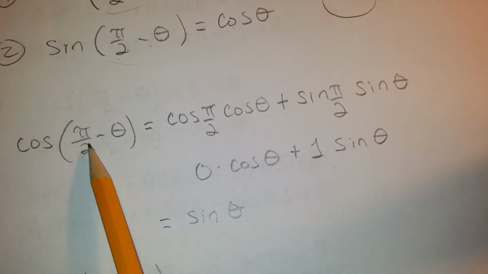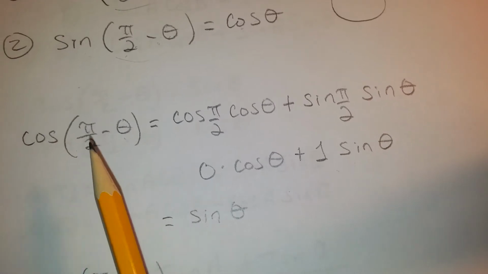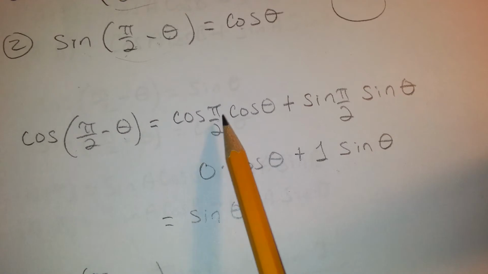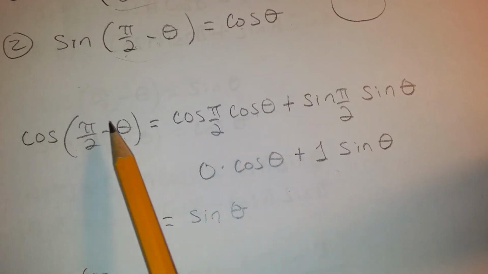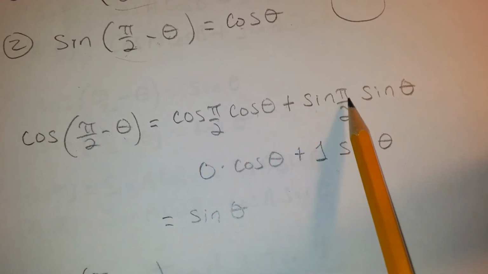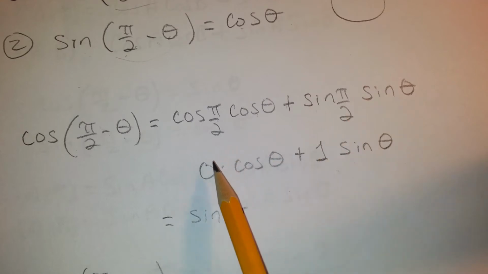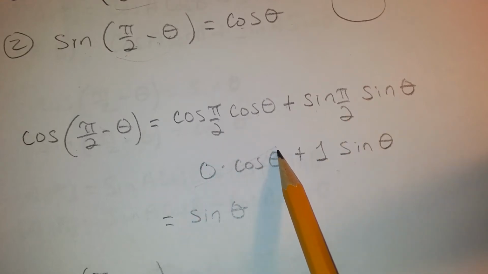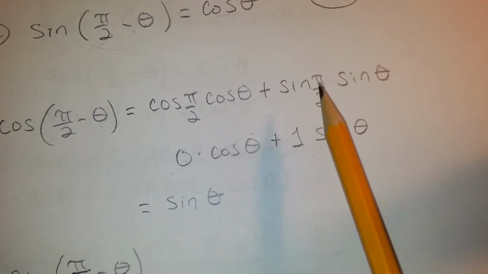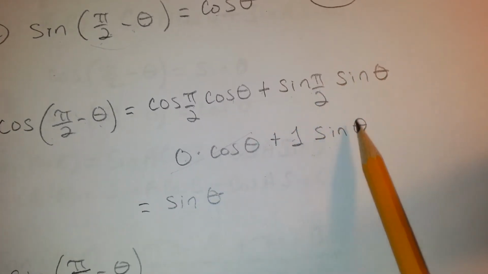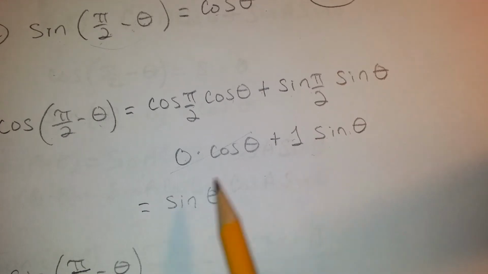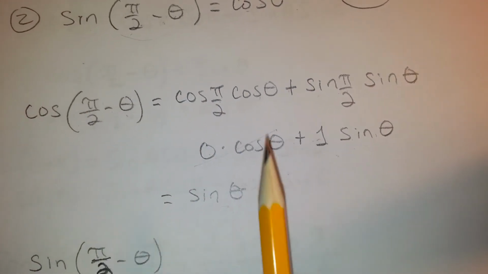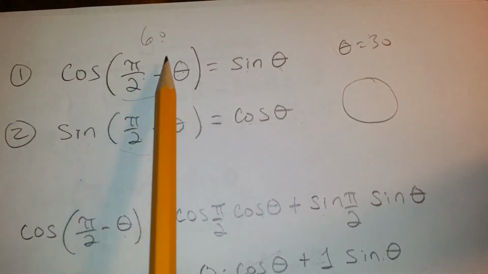Here's this cosine of pi halves minus theta. We're going to do the cosine difference formula: cosine pi halves cosine theta, minus, so plus, sine pi halves sine theta. Cosine pi halves is 0 times cosine theta, so this will be 0. Plus sine of pi halves is 1 times sine of theta, so this whole thing equals sine of theta. So that's the way this formula, number 1, is derived.